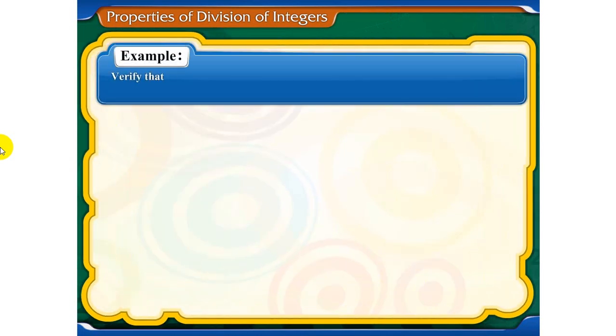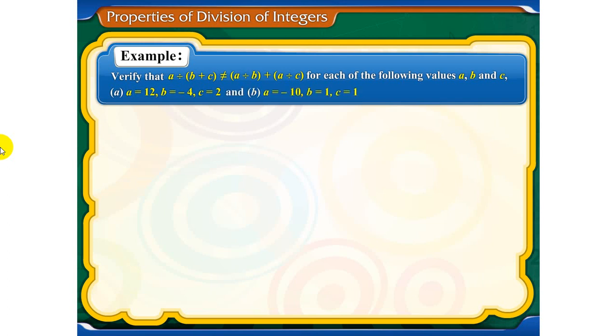Example. Verify that A divided by (B plus C) is not equal to (A divided by B) plus (A divided by C) for each of the following values of A, B and C. (a) A equals 12, B equals minus 4, C equals 2. (b) A equals minus 10, B equals 1, C equals 1.